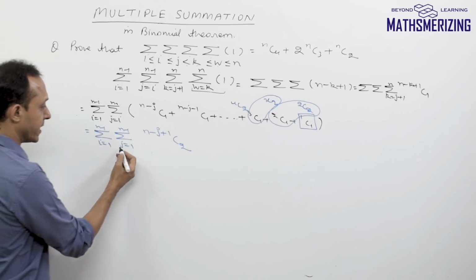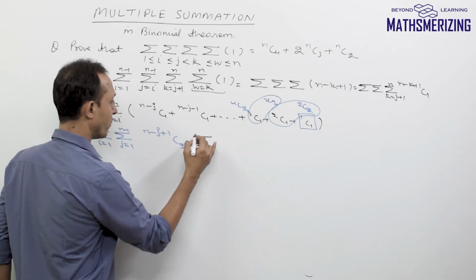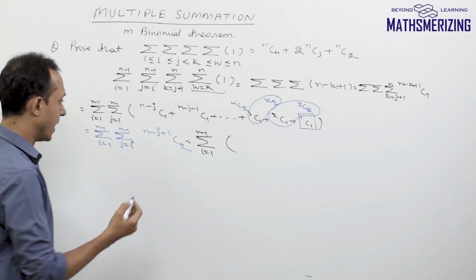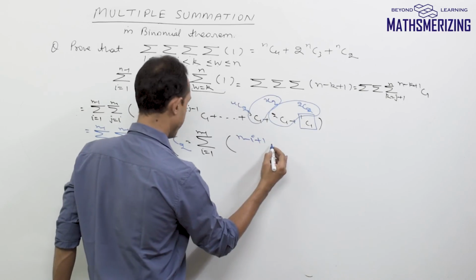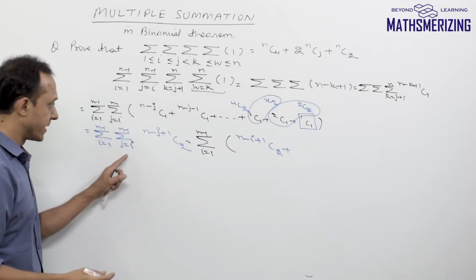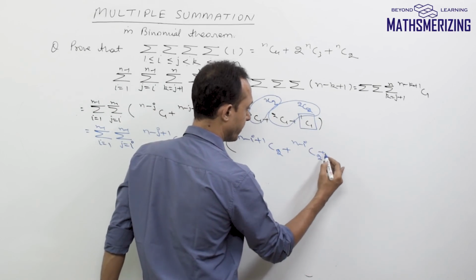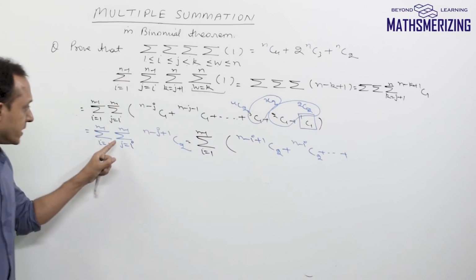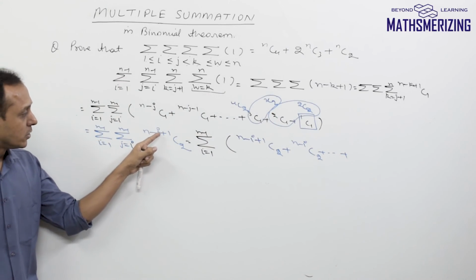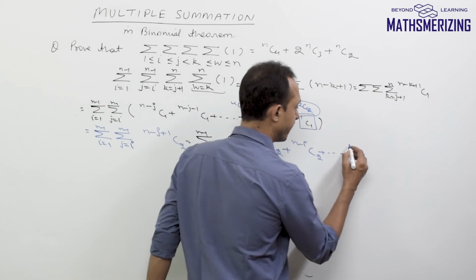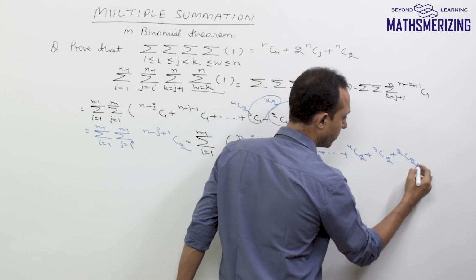Now I'll start expanding in terms of j. I'll write it as summation i varies from 1 to n minus 1. I'll put the value of j as i, so here I'll get n minus i plus 1 C2. If I put j as i plus 1, then I'll get n minus i C2. I'll continue up to, if I put j as n minus 1, here n and n will cancel, so I'll get 2C2. So I'll continue up to 2C2, and I'll get 4C2 plus 3C2 plus 2C2.